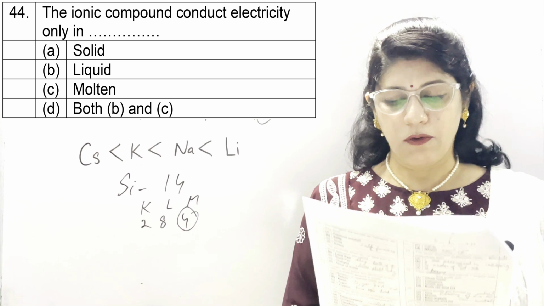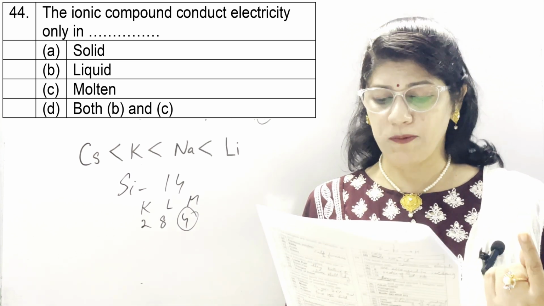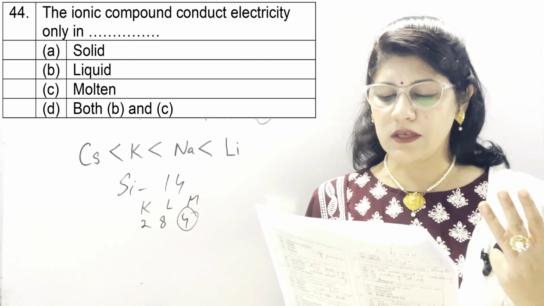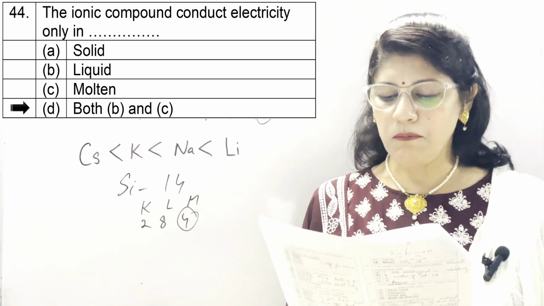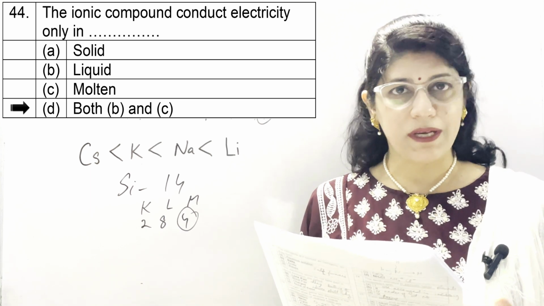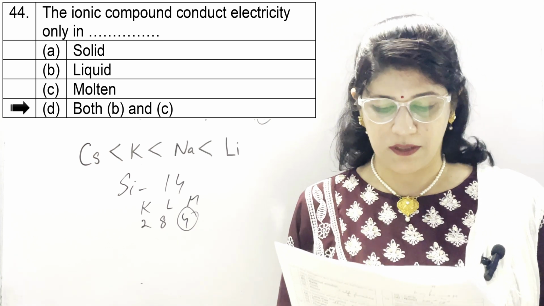Next question is, the ionic compound conducts electricity only in. A option is solid, B is liquid, C is molten and D is both B and C. So correct option is D, both B and C, because of the presence of free ions. These questions will again come in the chapter electrolysis.